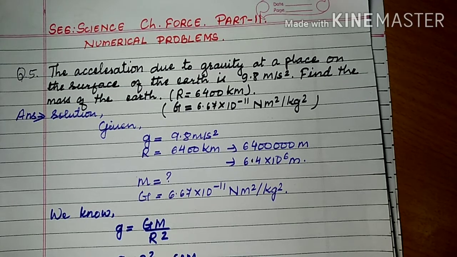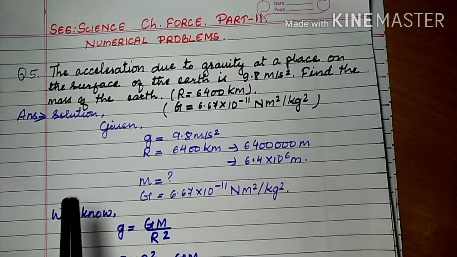You are watching a video on SEE Class 10 subject Science. In this video series, we are going to study chapters of Physics, Chemistry, Biology, Astronomy and Geology. This part deals with physics and we are in chapter 4 and this is part 11 of the chapter. Now in this part, we are going to do solution of numerical problems. Now we are going to do question number 5.